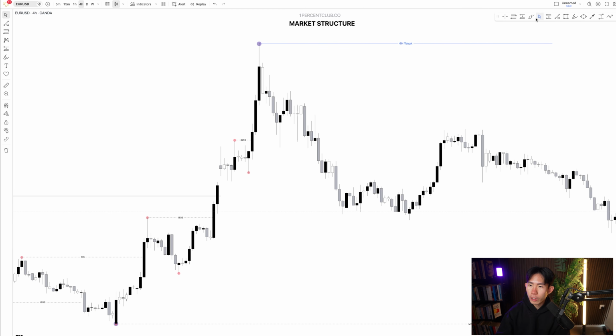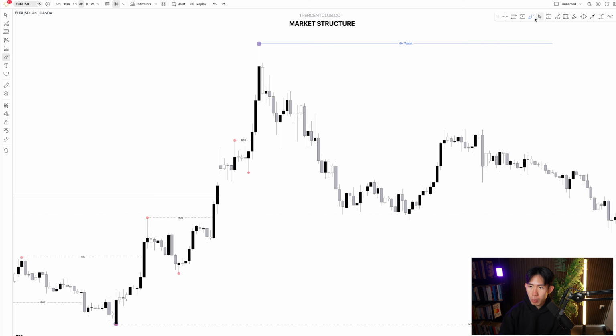So if price comes down and takes out this low right here, this would tell us that the internal structure is shifting from bullish to bearish. And that could be the first sign that tells us that price is going to start pulling back. It's not going to reverse yet because price has not taken out the swing low, but it has taken out the internal low, which tells us that the pullback is potentially going to happen.